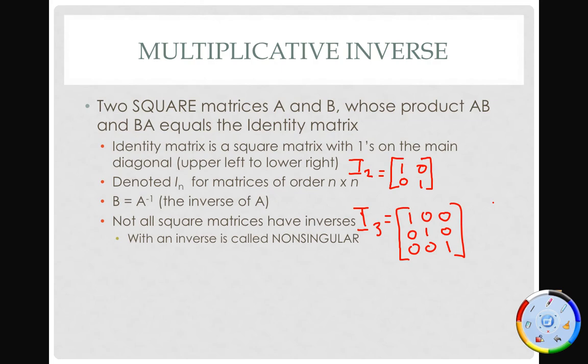If your square matrix has an inverse, we call it non-singular. These are just terminologies that get used in the textbook. We got to know. And if it does not have an inverse, it's called singular.